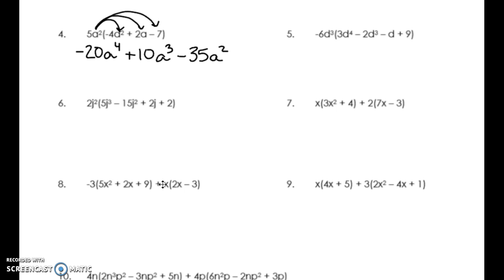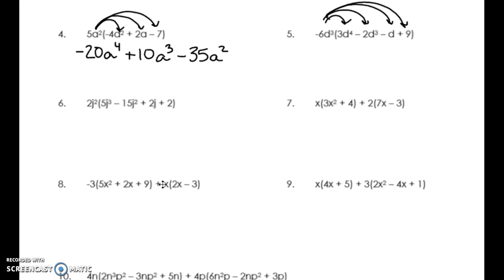Okay, let's do number 5 together. So same idea here. The difference here is now you have 4 terms in your parentheses. We're going to do the same thing. Distribute that negative 6d to the third through to every single one of those terms. You're going to multiply it 4 times. So negative 6d to the third times 3d to the fourth.